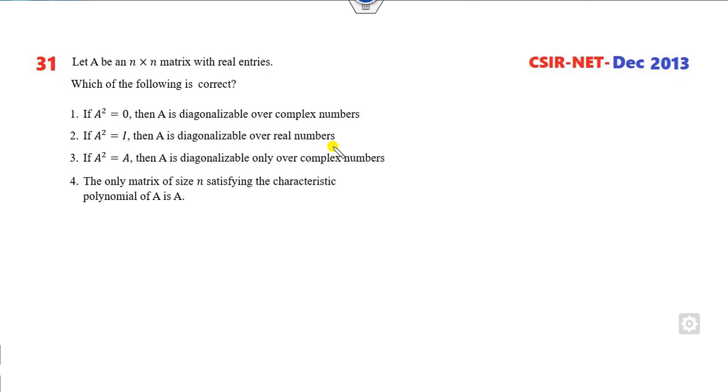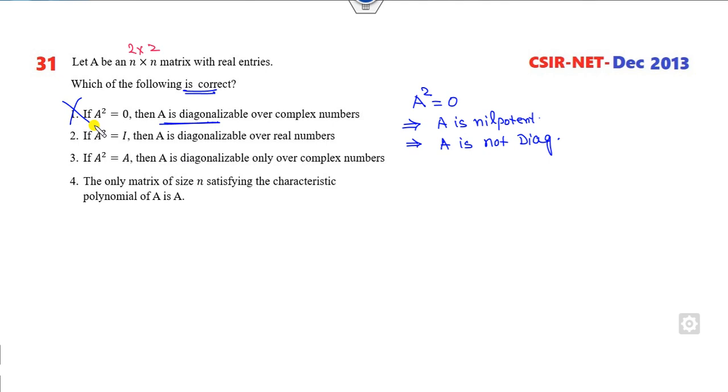Look at the next one. If A is n cross n, nothing is given to you, so you can think about any of these counterexamples. Now how can you think about that? Say 2 cross 2. Which of the following is correct? A square is 0. What is the meaning of that? A square 0 means A is a nilpotent matrix. Once A is a nilpotent matrix, we all know A is not diagonal. But he said A is diagonal, so it's cancelled.